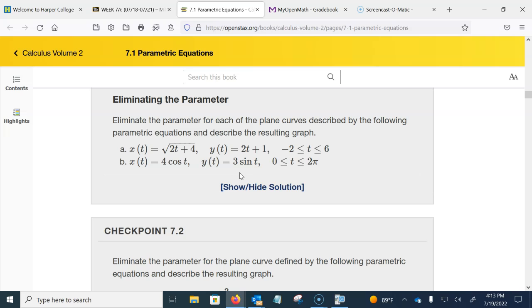And what I would do is rewrite this as cosine t equals x over 4, sine t equals y over 3. And then use Pythagorean's theorem that cosine squared t plus sine squared t equals 1. So that means (x over 4) squared plus (y over 3) squared would equal 1. Let's look at the details.